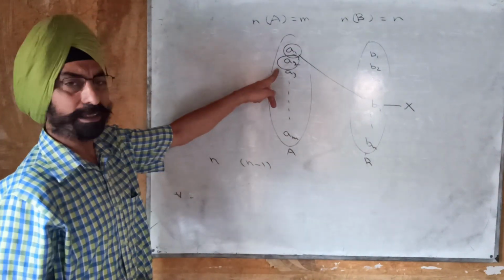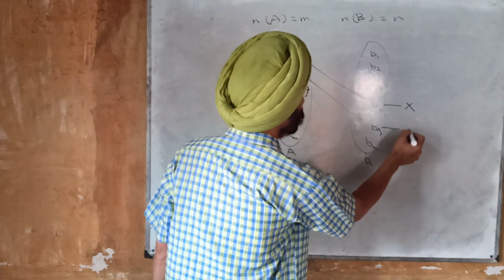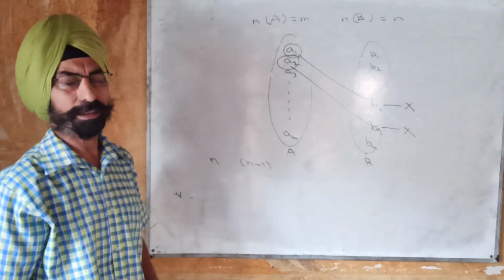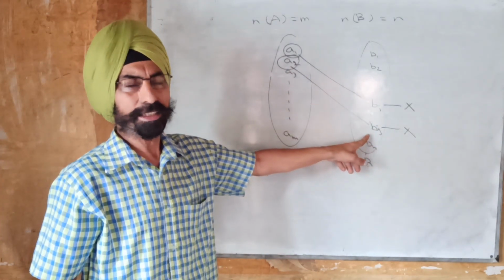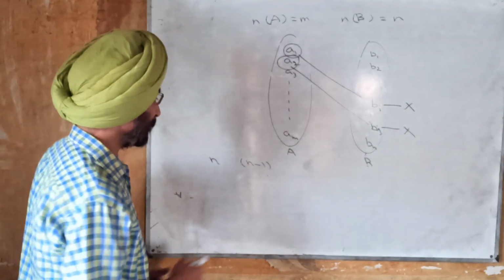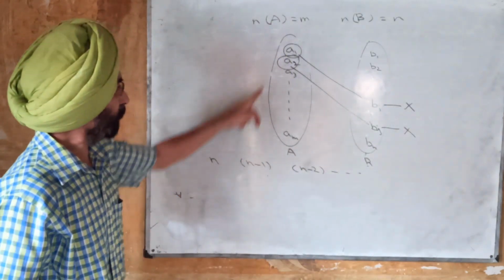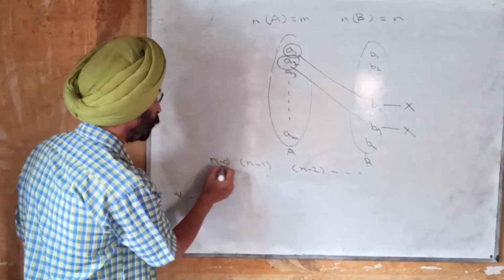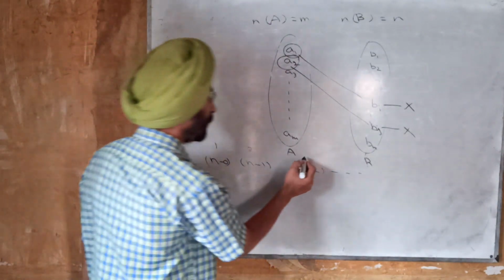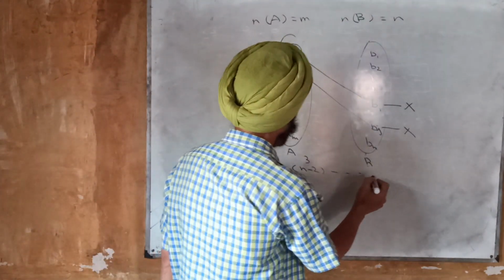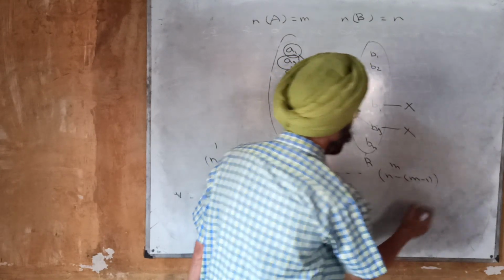This is for the second element. Now suppose A2 goes to some element Bj. So this possibility is again crossed, because now next element can neither go to Bi nor go to Bj. So for A3, now the number of possibilities is n minus 2. And so on. For the first element, you can say n minus 0. For first element, n minus 0. For second, n minus 1. For third, n minus 2. So for mth element, the number of possibilities will be n minus (m minus 1).